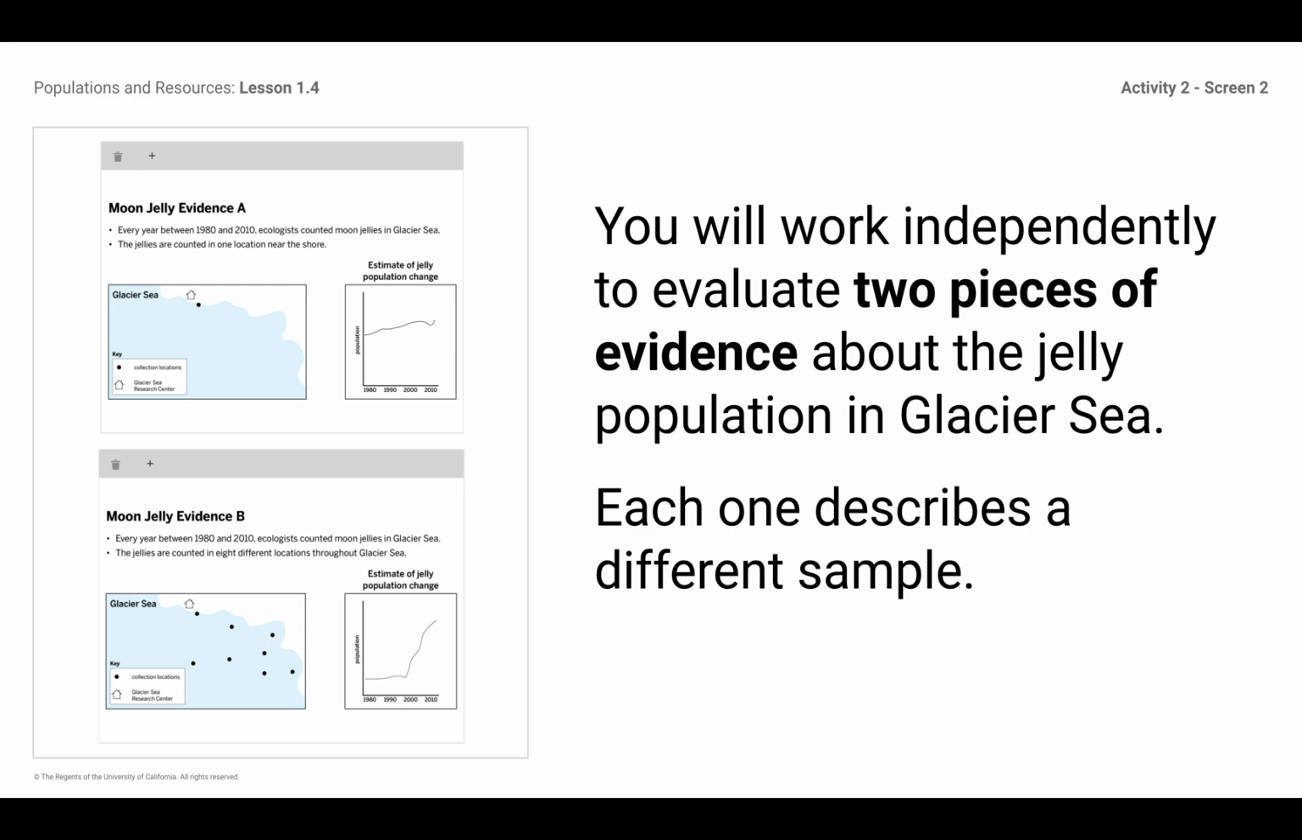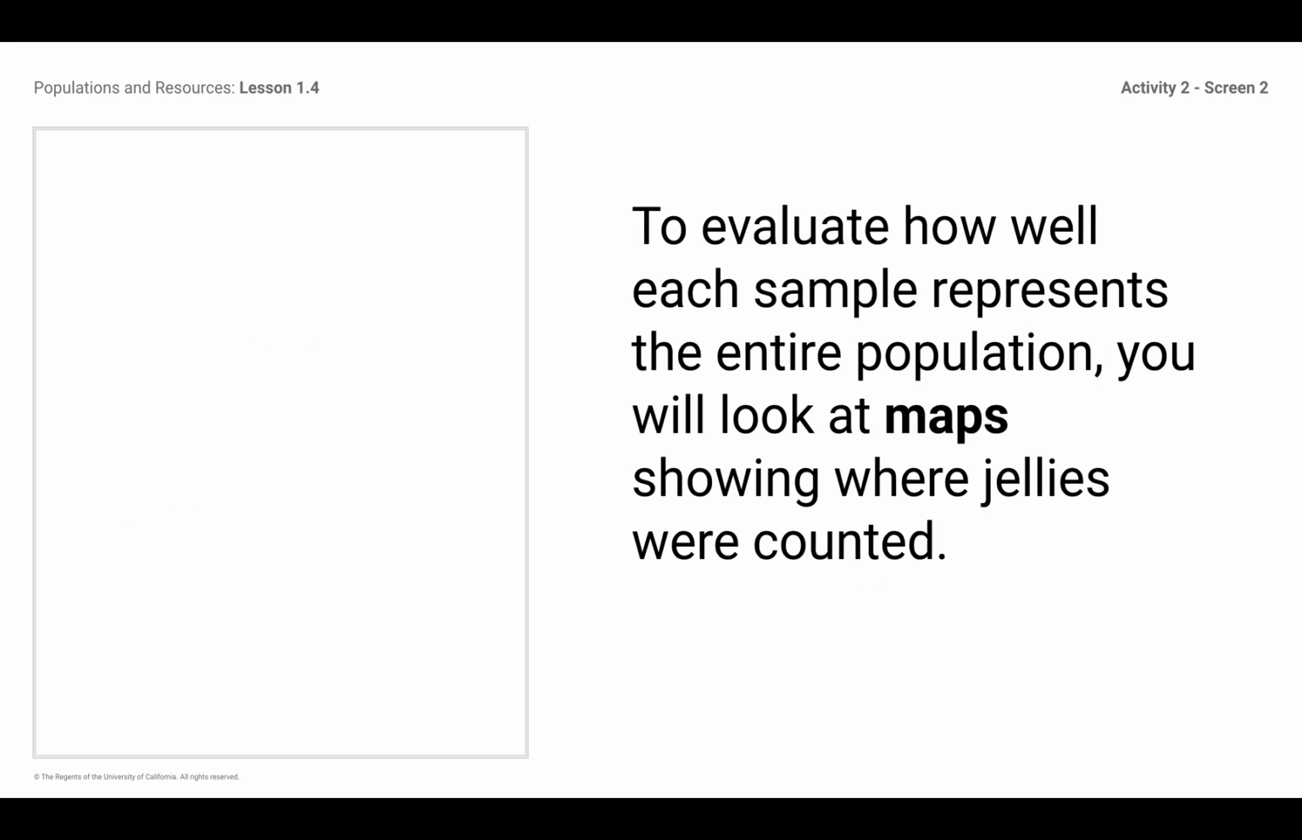In this lesson, we're in activity 2, and you're going to be in screen number 2. You're going to work independently. I think it says on the directions to work in partners, but because you're working on your own today, you're going to work independently to evaluate 2 pieces of evidence about the jelly population in Glacier Sea. Each one describes a different sample.